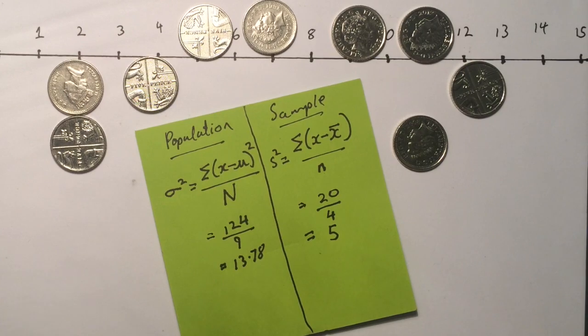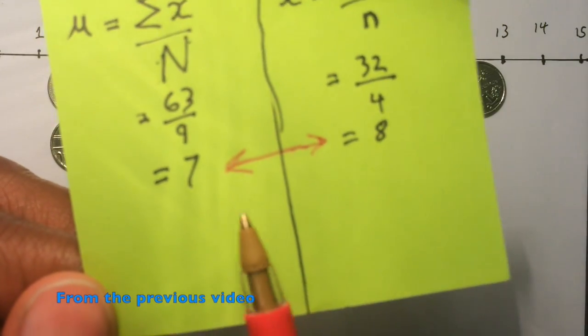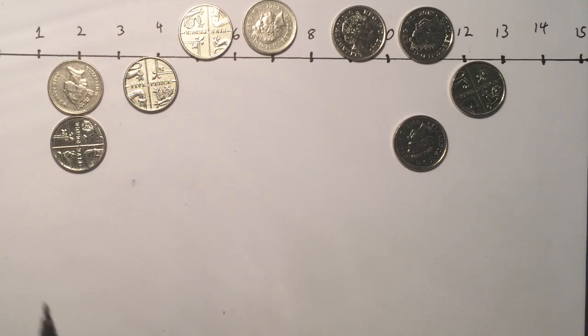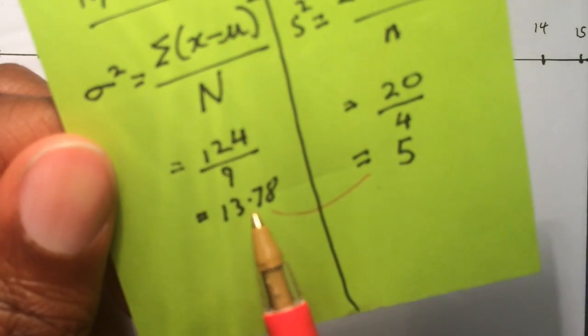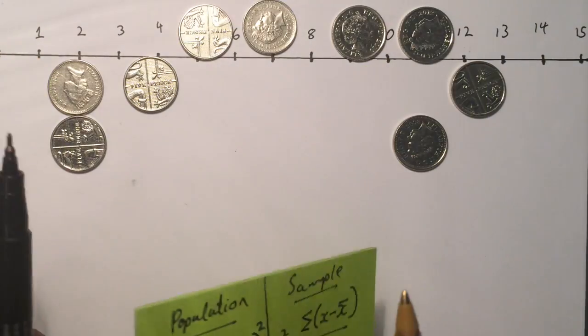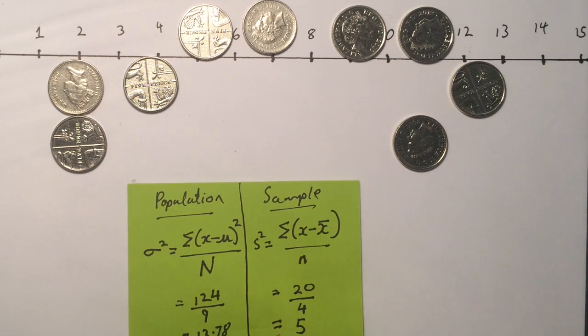This is way too small. This is a terrible estimate of that. You can see that. Here we have 7 for the population mean and 8 for the sample mean, but for the variances, these are much worse. It's 13.78 for the population, but only 5 for the sample. Our sample variance is much too small, and that is a common problem when you're trying to estimate the variance using only a small sample. And it's a problem that tends to get bigger as your sample gets smaller.